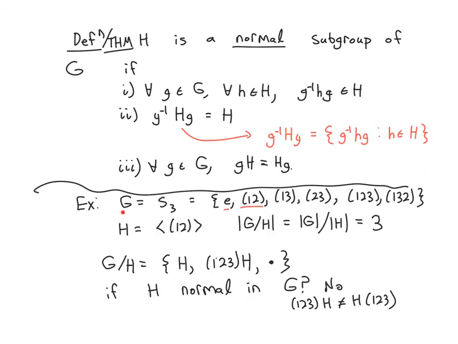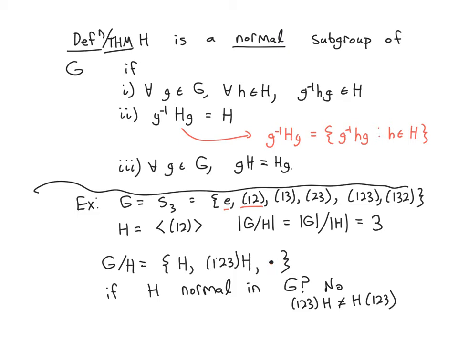So here's the first example. Let G be S3. Let H be this subgroup. G mod H: by Lagrange's theorem, the number of cosets is the size of G divided by the size of H. 6 divided by 2 is 3. We already did this example in a previous video and wrote down all three cosets.